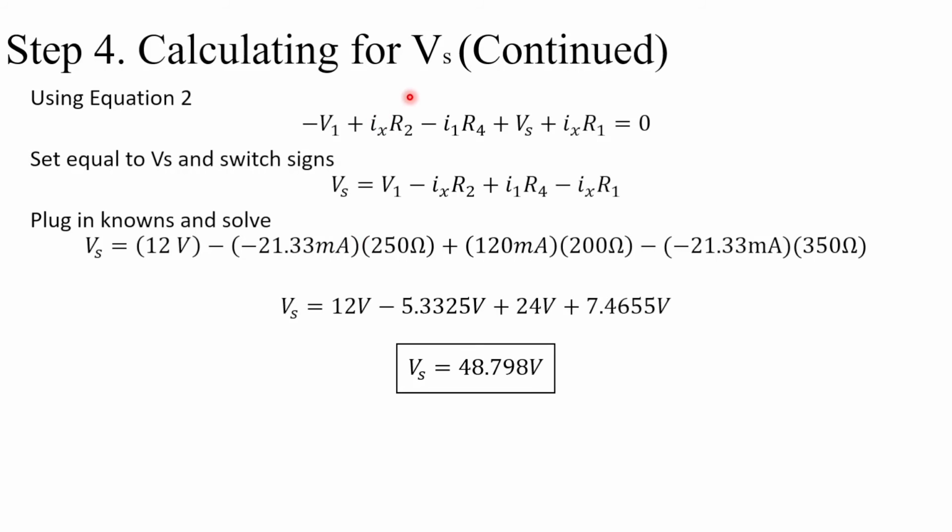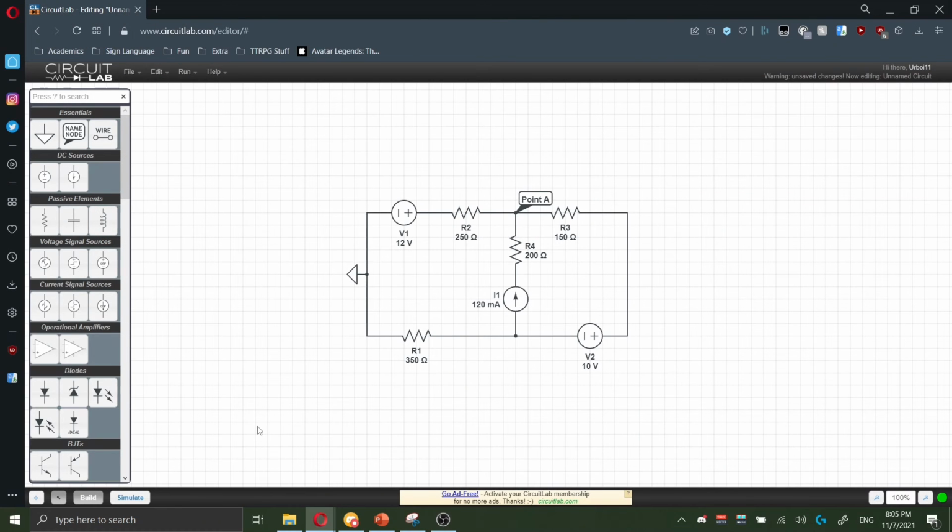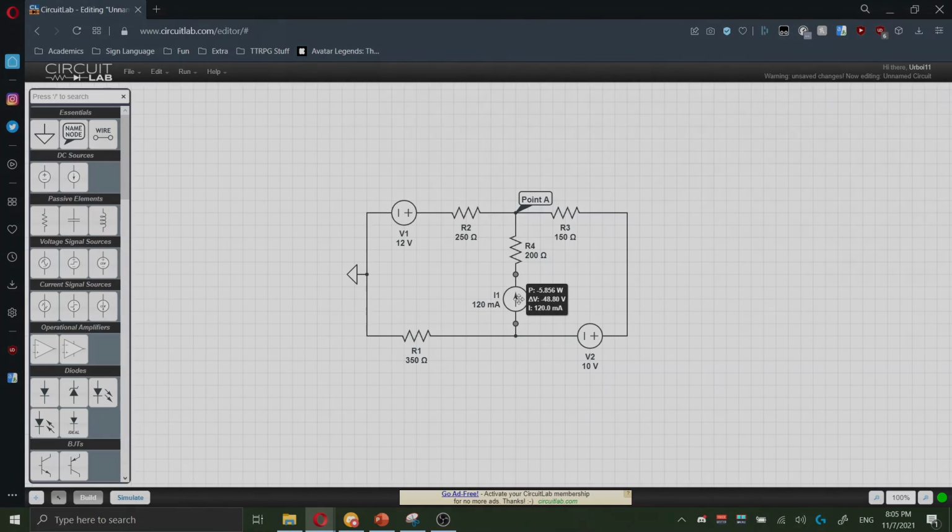For the second part, for finding Vs, we use equation 2 and simply set Vs equal to everything. Because Vs is positive, when we put it on the other side, it will become negative, so we switch the signs of everything on the other side. Then we plug in our knowns, being V1, Ix, R2, I1, R4, Ix, and R1. For step 6, verify. The circuit has been modeled here in this theoretical circuit builder. We can see that indeed the current flowing in the resistor R1 is in fact negative 21.33 milliamperes, just as our calculation showed. Furthermore, the voltage for the current source, Vs, is also calculated at 48.80 volts.